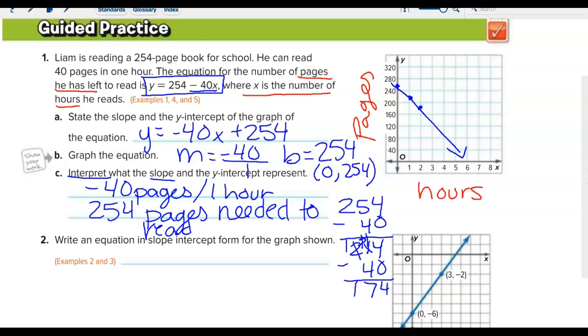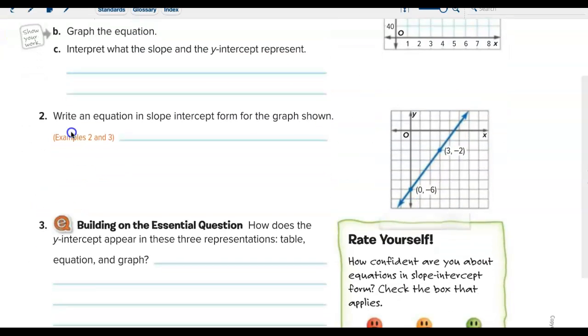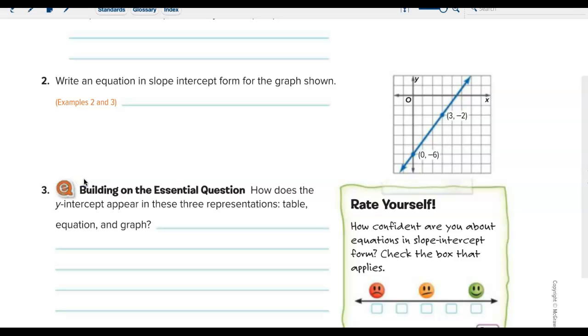Okay. Moving on to the next one. You need to write an equation in slope-intercept form for this graph. Okay? How do I find my slope when I'm given a graph? There's two different ways you can do this. How do you find slope when you're given a graph? You count up to the next dot. Okay, so how many do you have to rise? 1, 2, 3, 4. So I rise 4, I run 3.